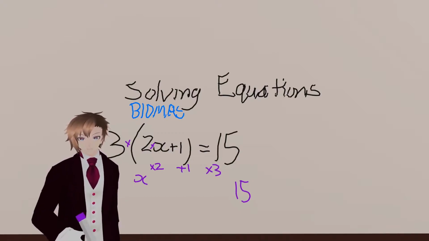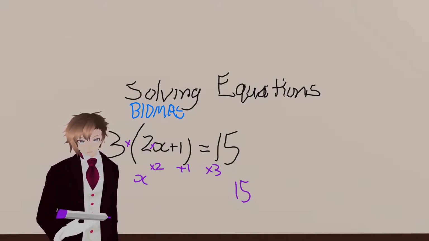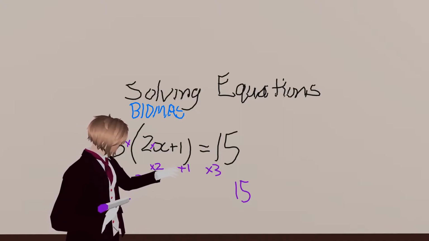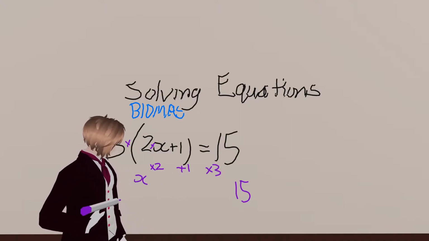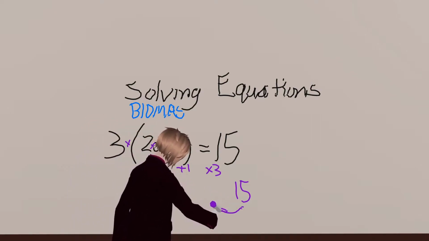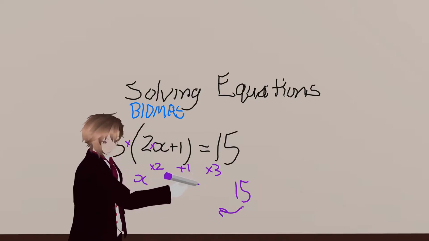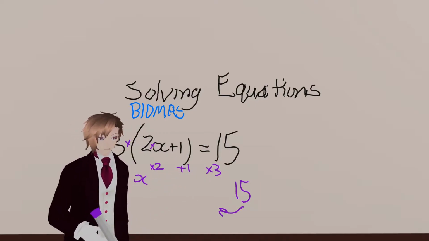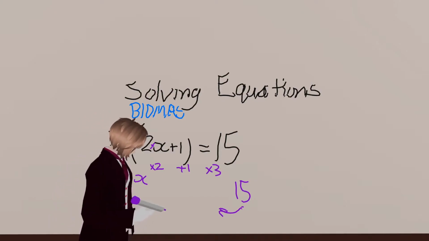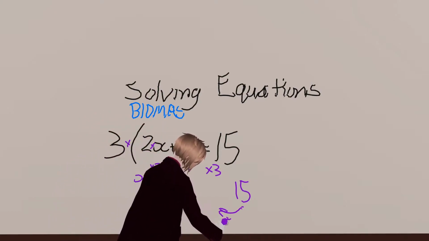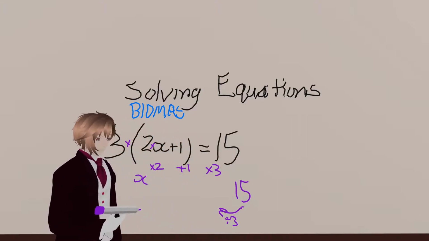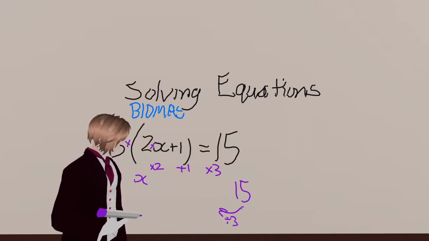As I said before, there's a way forward, there's always a way back. We have times by 2, add 1, and times by 3, starting over here. If I times by 3 to get over there, what's the opposite of timesing by 3? It'd be dividing by 3. So we're going to divide by 3. 15 divided by 3 is 5.